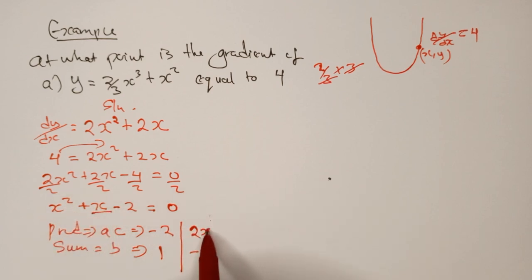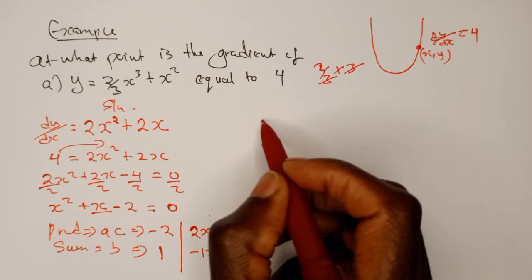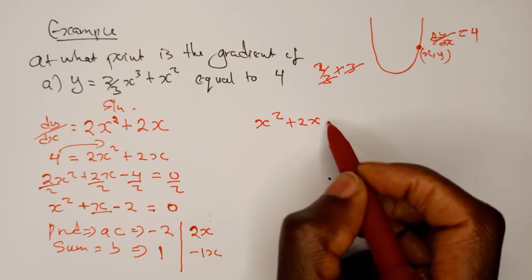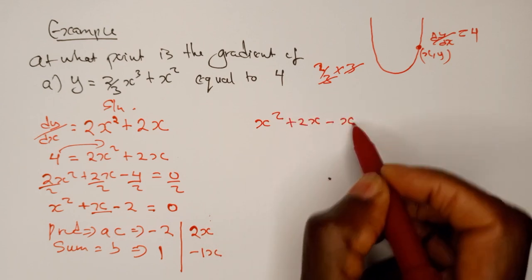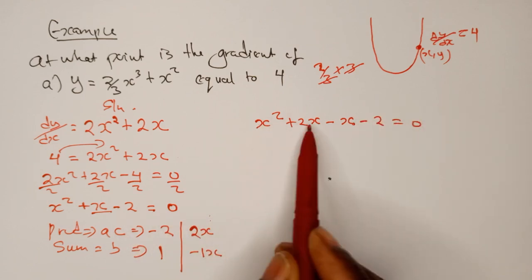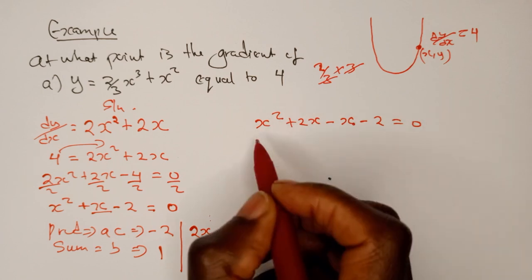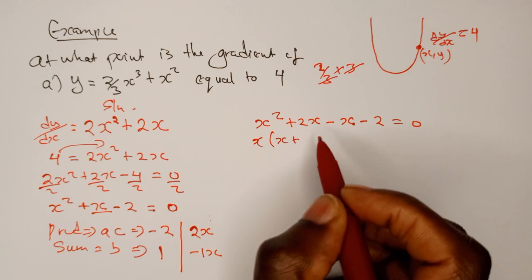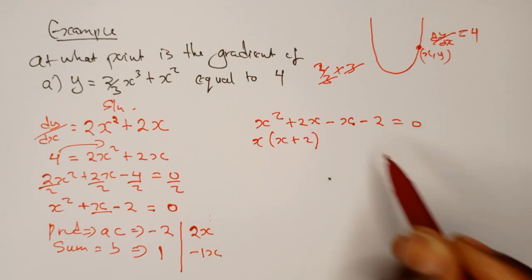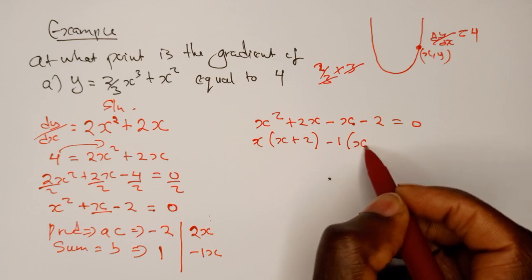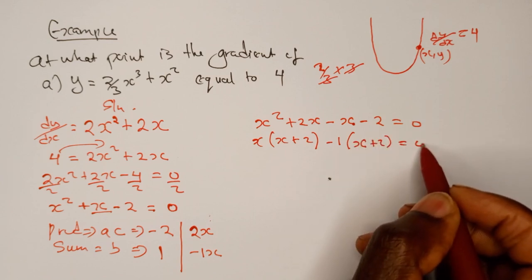So here we're just going to add x and here x. So finally you're going to have x squared plus 2x minus x, then minus 2 is equal to 0. Factor whatever is common between x squared plus 2x, which is x. Factor it outside, you're going to have x plus 2 inside that bracket, then whatever is common is negative 1. Factor it out, you're going to have x plus 2 is equal to 0.